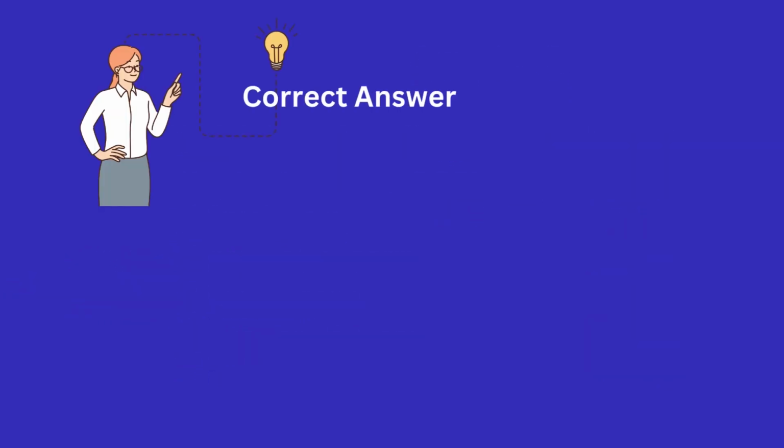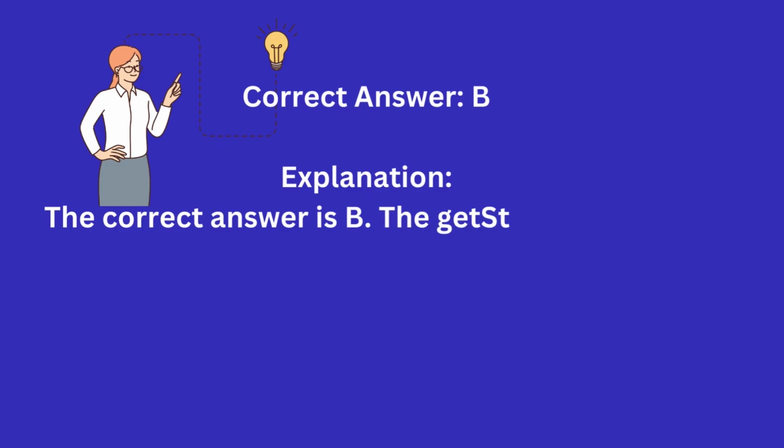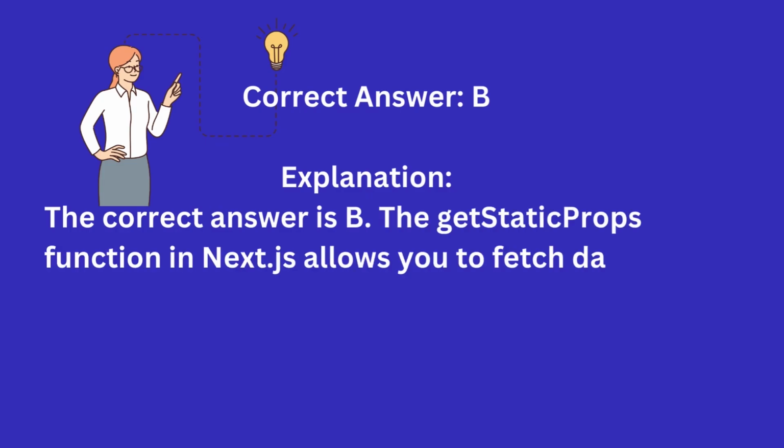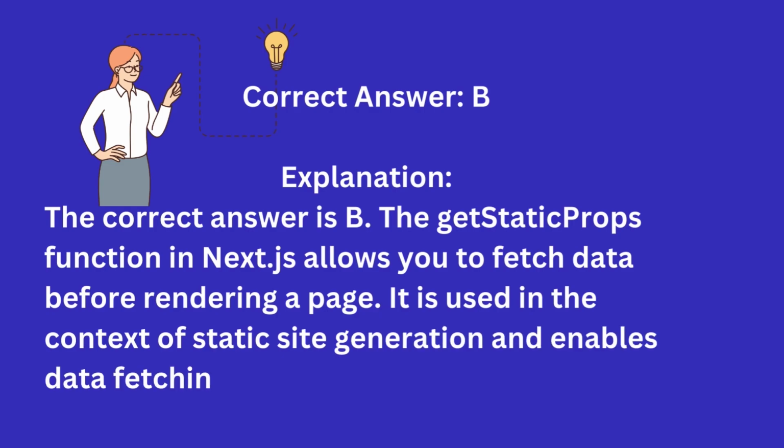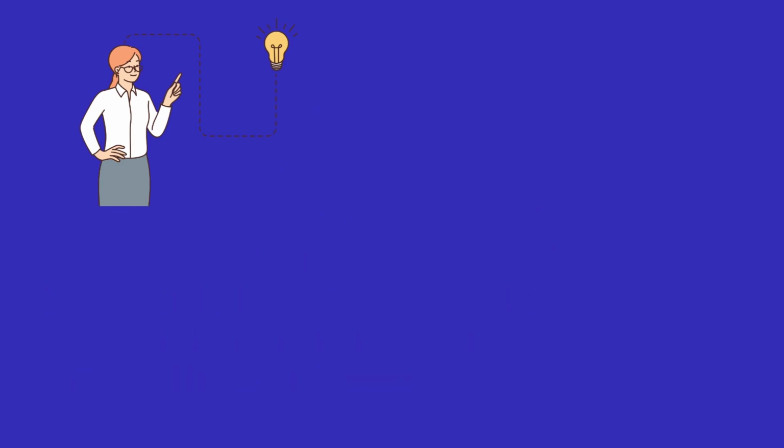Explanation. The correct answer is B. The getStaticProps function in Next.js allows you to fetch data before rendering a page. It is used in the context of static site generation and enables data fetching at build time.